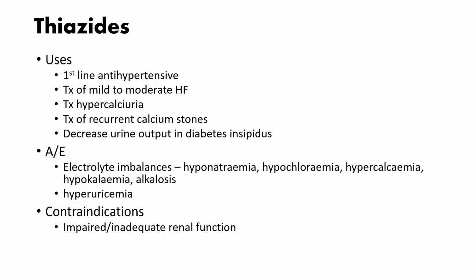And then this last point here, it's used for diabetes insipidus. It's used to decrease urine output in diabetes insipidus. So you might be thinking, why are we using a diuretic to reduce urine output? In diabetes insipidus, thiazides have a paradoxical effect. So what is diabetes insipidus?